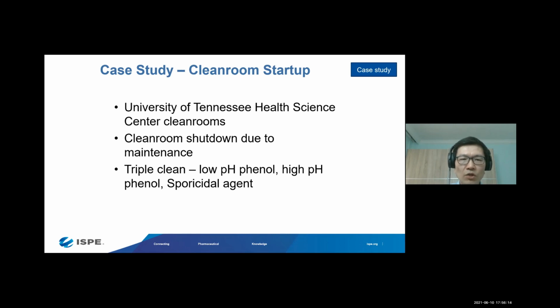So they need to shut down the AHU to perform some work in the clean rooms. And they employ a triple cleaning and disinfection strategy to restore the clean room back to the operational stage. In this case, the first one is the low pH phenolic disinfectants, followed by a high pH phenolic disinfectant, and then lastly a sporicidal agent. Next.